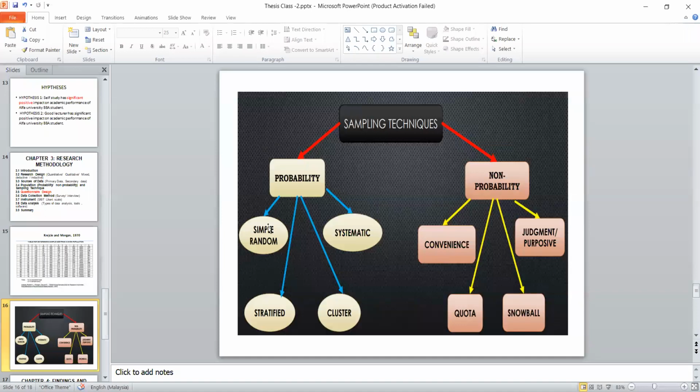The probability methods are simple random, systematic, stratified, and cluster. That means I give you most of the options, but you focus on only one. No need to make it so complex. If you know the company's name, then you go for probability and you use simple random. That means, how many students are there?